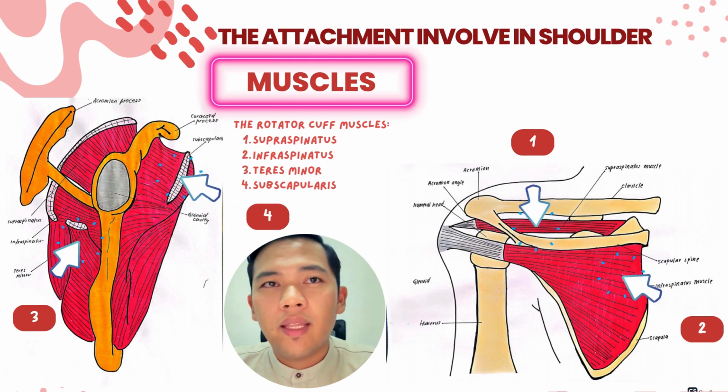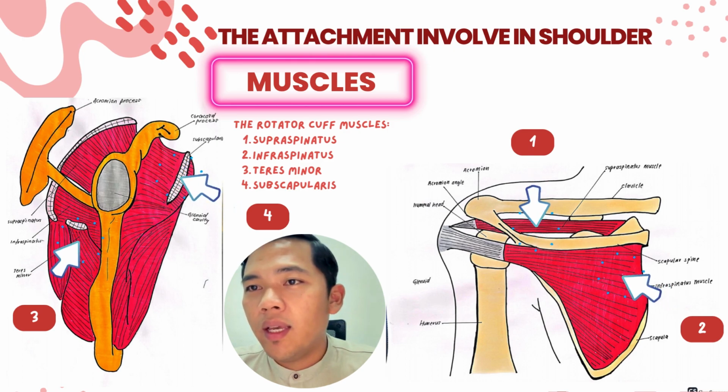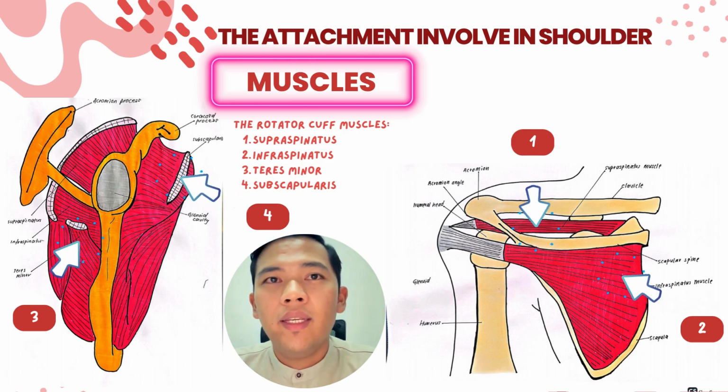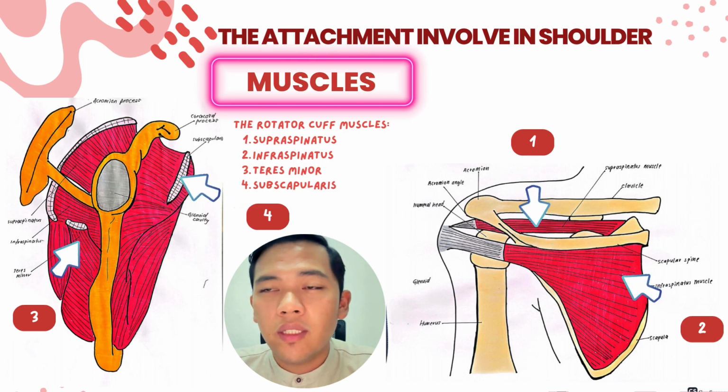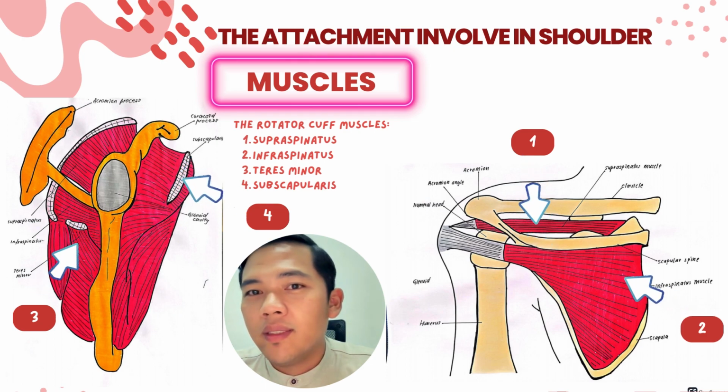Next is the teres minor. You will see the number 3 on the slide. Also on the back, this muscle assists with external rotation and adduction, which is bringing the arm towards the body. Last but not least, the subscapularis is found on the front of the shoulder blade, and it allows for internal rotation of the arm. You can see on the slide at number 4, subscapularis.